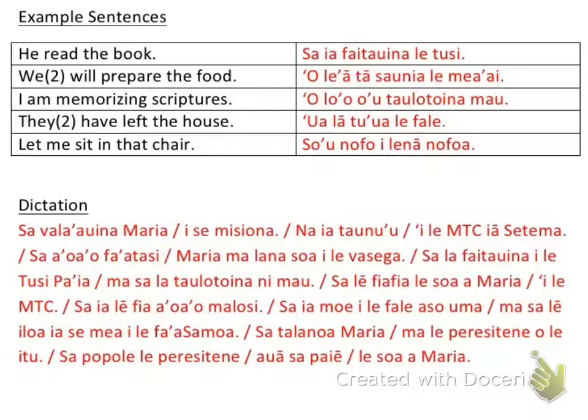Okay. So "sa popole," in the past tense, worried, "le presiteni." So the president's the one worrying. Okay. "Aua," this is another way of saying because. We'll get more into that in depth at another time. So past tense "sa paie, le soa a Maria." So "paie" means lazy, and "le soa a Maria" is the person being lazy.